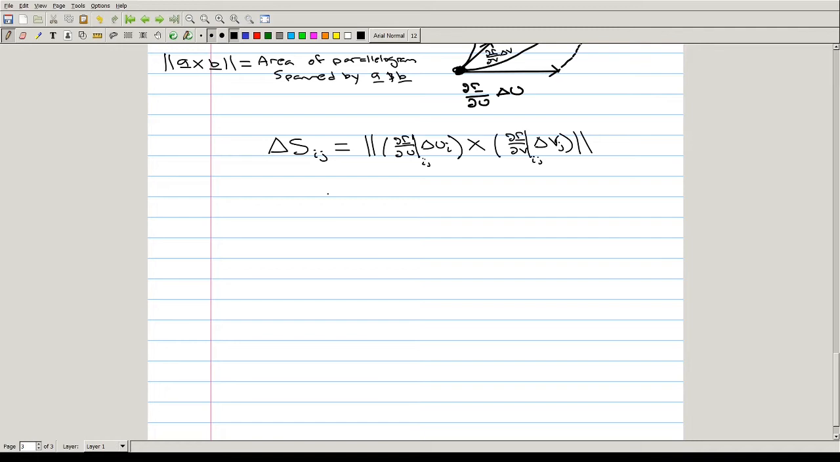So the idea then is that we can take delta Sij and re-express it a little bit nicer. I'll say it's the magnitude of dr du cross dr dv. Delta ui, delta vj are both positive, and they're just scalar values, so they'll come out. I'll omit the dependence on i and j here just to make this short, but remember each one of these is different at each different value of ij. So really we should have an index here, and this is being evaluated at the partition piece ij.